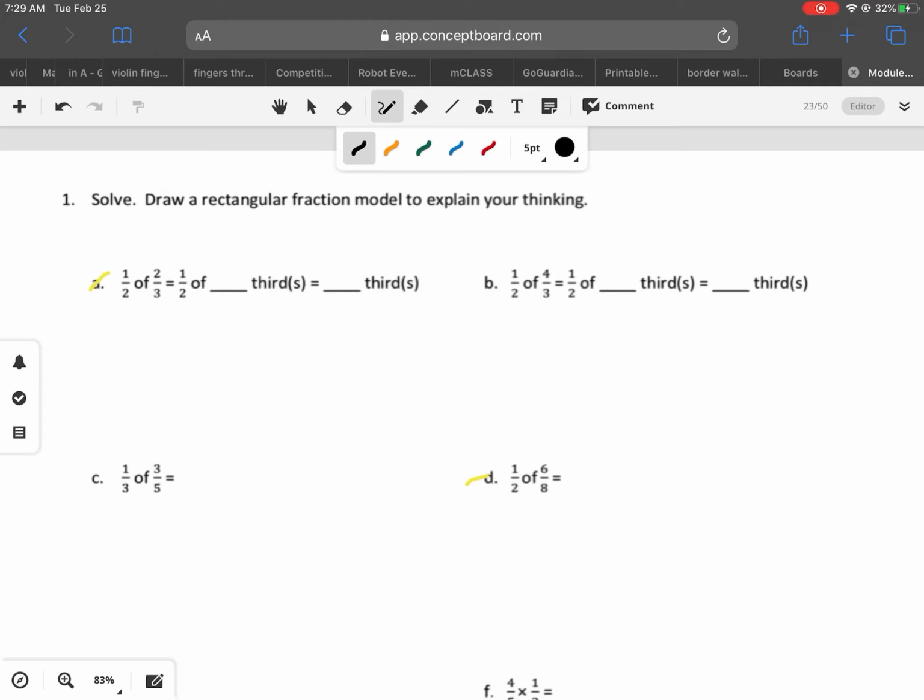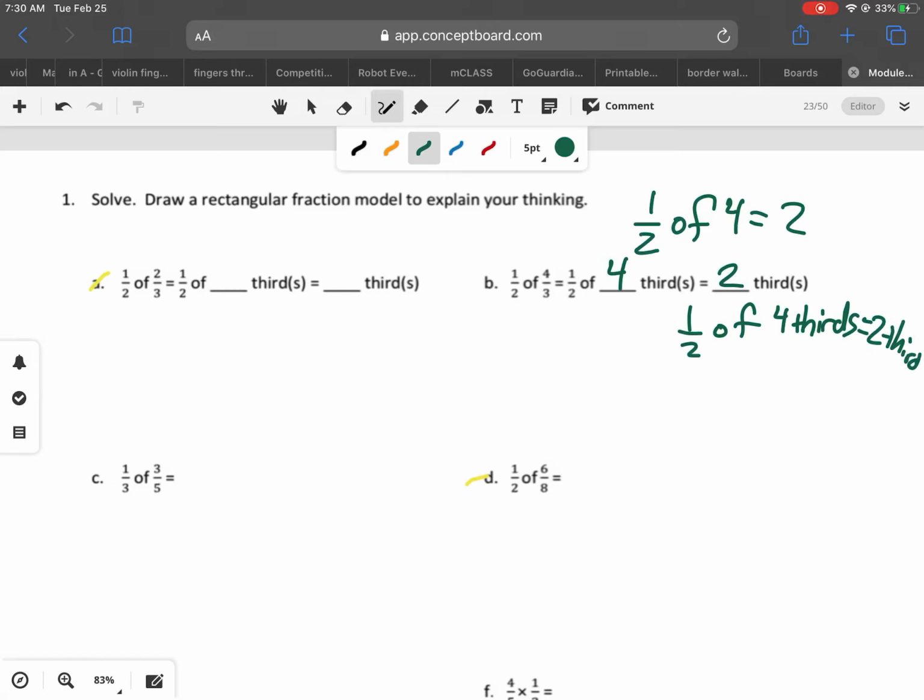Alright, so let's get into some quick ones without words. Draw a rectangle fraction model to explain your thinking. Alright. 1/2 of 4/3 is 1/2 of 4/3. So half of a 4 is 2. So 1/2 of 4 equals 2. So 1/2 of 4/3 equals 2/3.